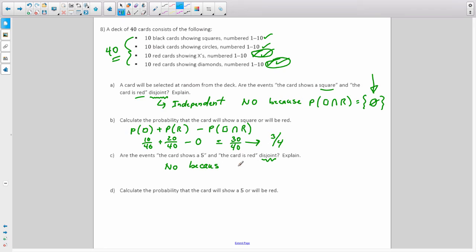Because the probability of 5 and red is equal to 20 out of 40. And that's the answer right here. Cool. Now I think I just have to go back. I'm sure many of you are screaming right now saying, hey, you messed up. This was asking, are they disjoint? We're going to say yes. I apologize. Yes. Cool. This one is no.